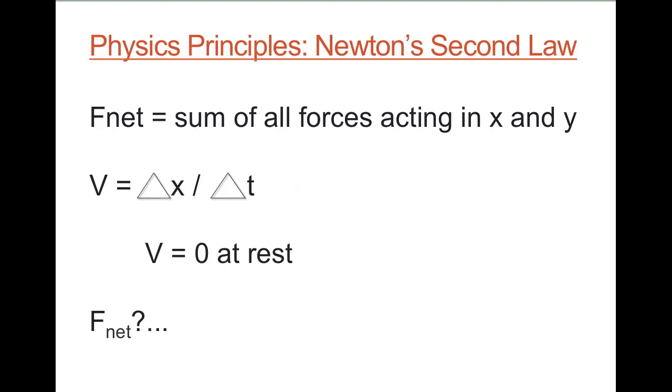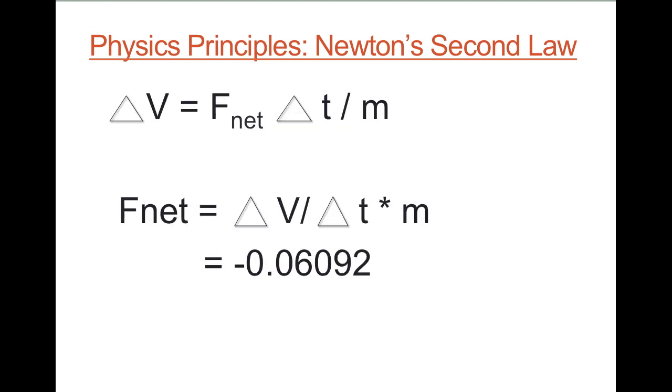Now, these are some of the physics principles I use in my calculations and observations. The net force acting on a system is the sum of all forces acting in both the x and y components of the system. The object's velocity is equal to the change in distance over the change in time. I use this to calculate the ball's initial velocity. An object at rest has a velocity equal to 0 meters per second. Calculating the change in velocity from our initial to 0 over a period of time, I can calculate the net force acting on the object by using Newton's second law.